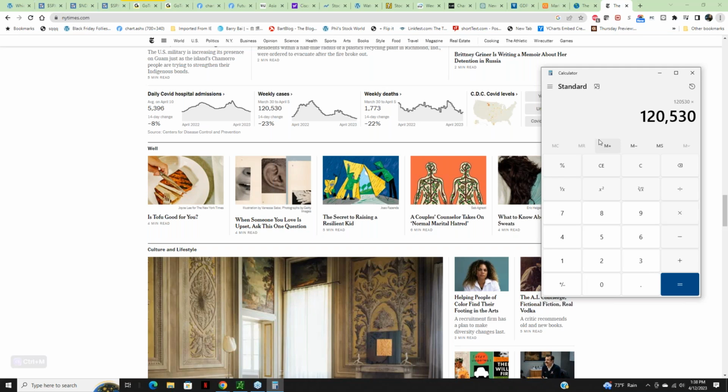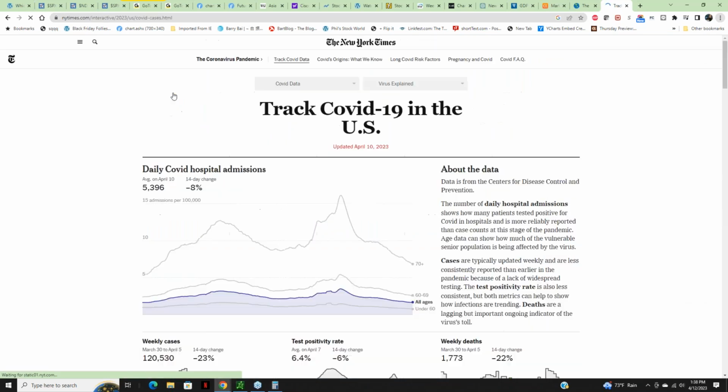120,530 times 52 is only 6 million. That's not bad at all. That's 2% of the population. Let's say we double it to 4% or 5%, then only 5% of the people are having COVID. Hopefully that's correct. And then deaths are so much better than they were. 1,773 times 52. Only 100,000 people a year are dying of COVID. That's fantastic. It's really horrifying, isn't it?